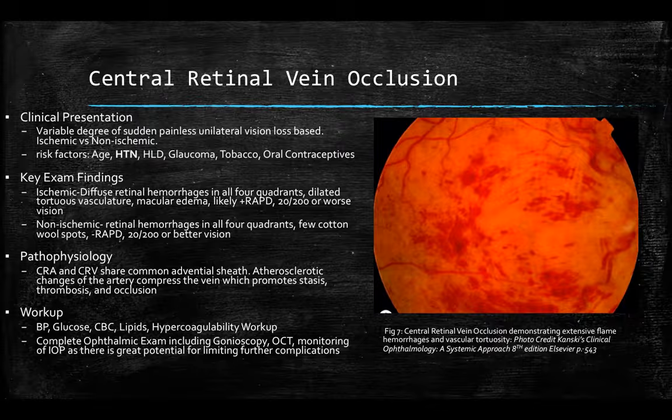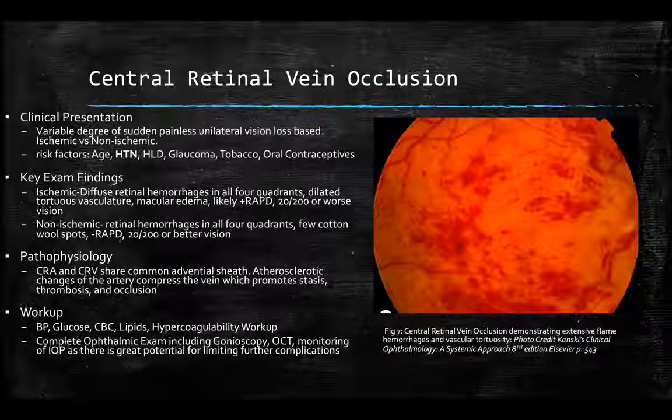So when you have a central retinal vein occlusion, what's the workup you're going to do? You're going to measure blood pressure, as again, we mentioned this is the number one risk factor to consider. Glucose, you're going to get a complete blood cell count. You're going to study lipids. And you're also going to get a hypercoagulability workup.